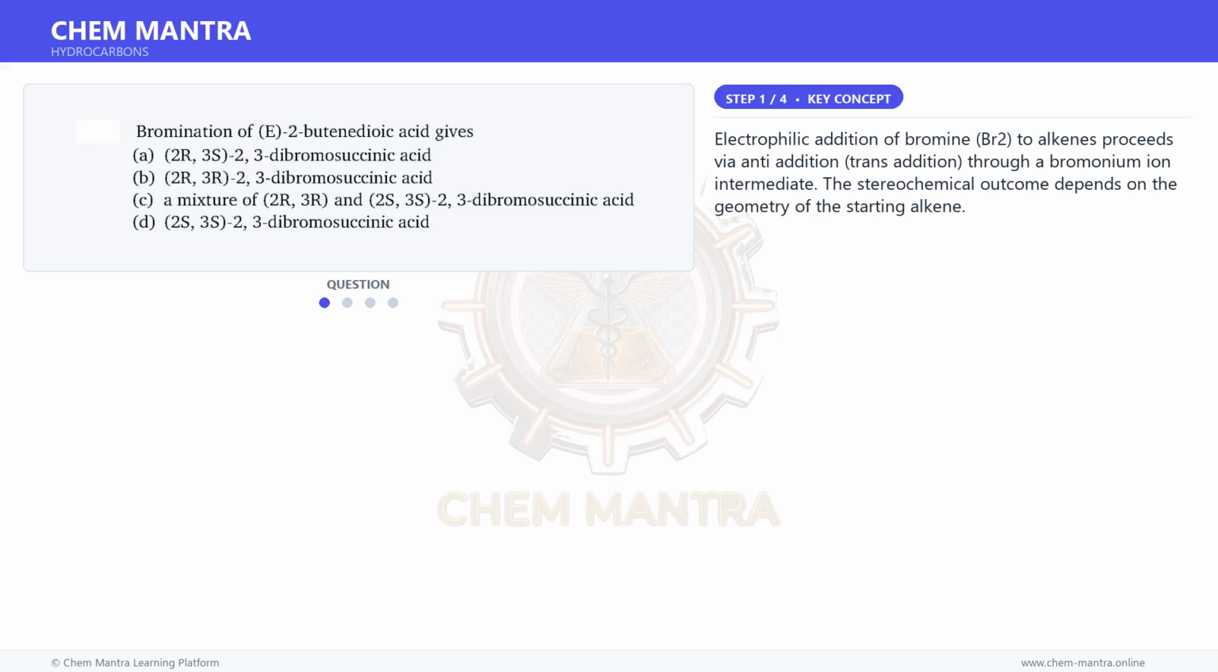Electrophilic addition of bromine, Br2, to alkenes proceeds via anti-addition, trans-addition, through a bromonium ion intermediate. The stereochemical outcome depends on the geometry of the starting alkene.